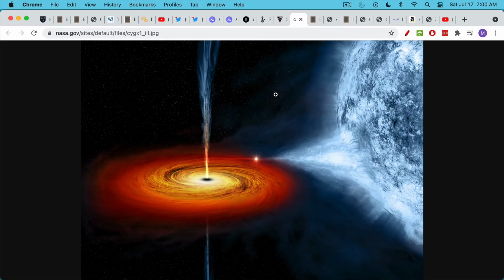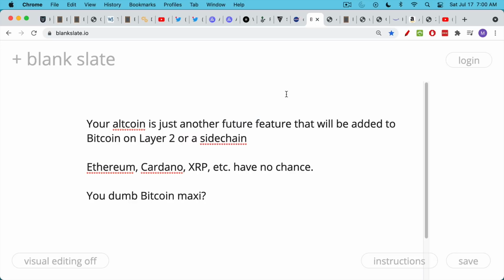Bitcoin really is like a black hole, and eventually everything gets sucked into it. All the value in the world as a store of value, and Bitcoin is like a black hole in this way. Now, your altcoin, anything that's on it, is just another future feature that will be added to Bitcoin on a layer two or layer three solution or a sidechain. This is one reason that it's very, very dangerous to be invested in Ethereum, Cardano, Binance, XRP. These coins really have no chance because they don't have the same immaculate conception that Bitcoin had, where the founder disappeared very early on. These are all much more centralized projects, and all of them will eventually probably be sued by the SEC in the same way that Ripple XRP is being sued.